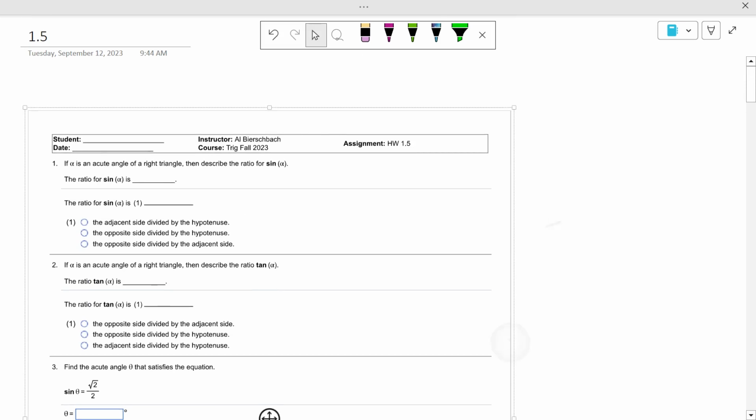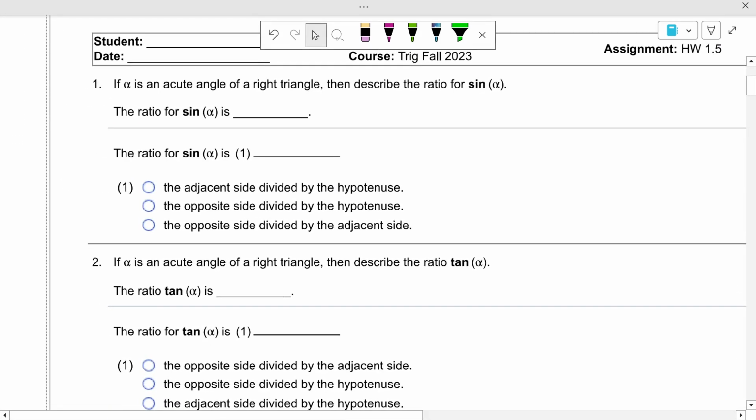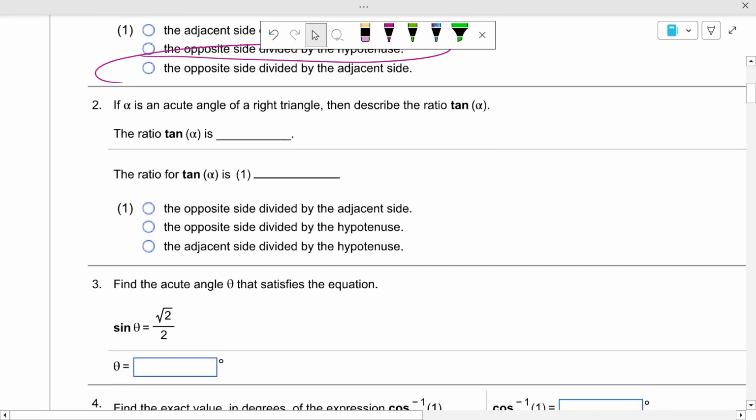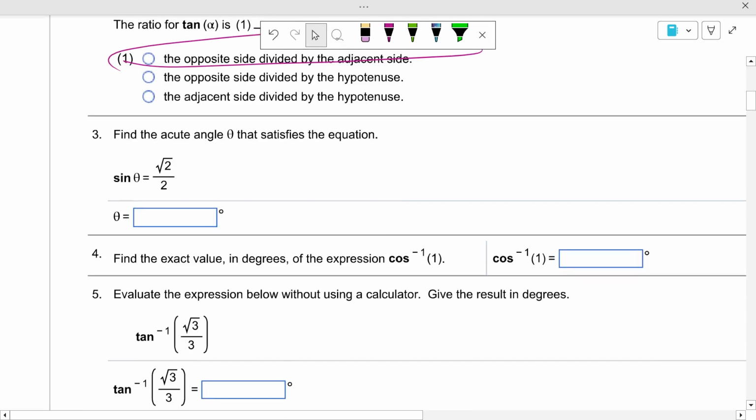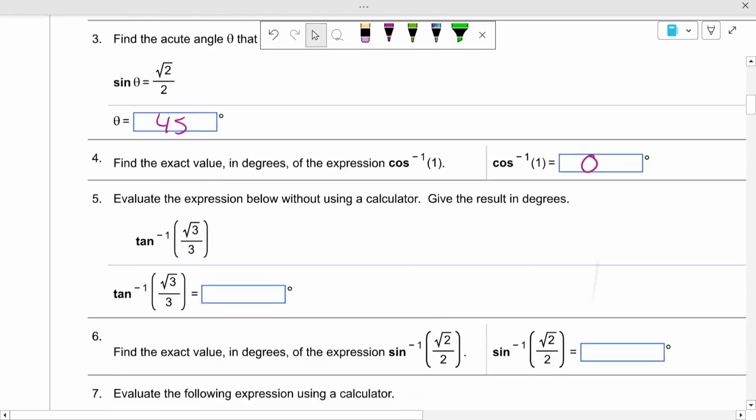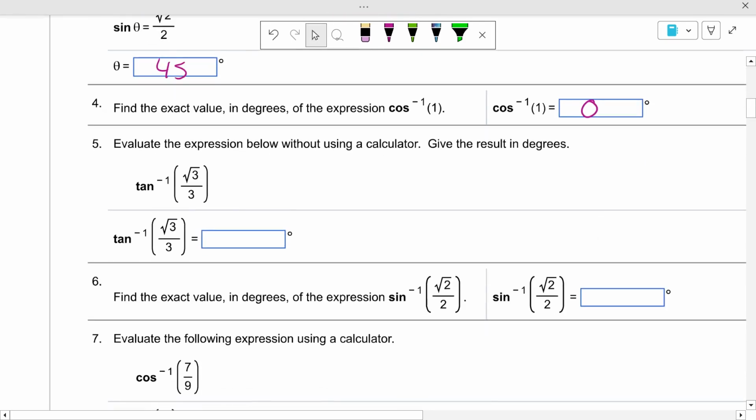All right, so sine is what over what? Opposite over hypotenuse. What's tangent? Opposite over adjacent. Okay, so where is a sine equal to square root 2 over 2? 45 degrees. Where is the cosine equal to 1 at? How many degrees? 0 degrees. Where's the tangent square root of 3 over 3?